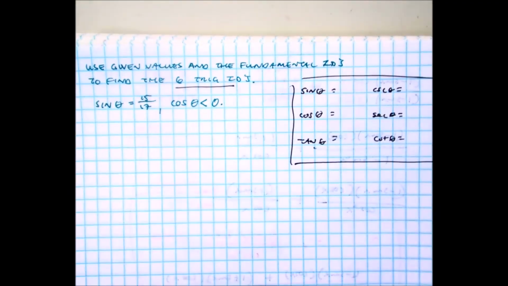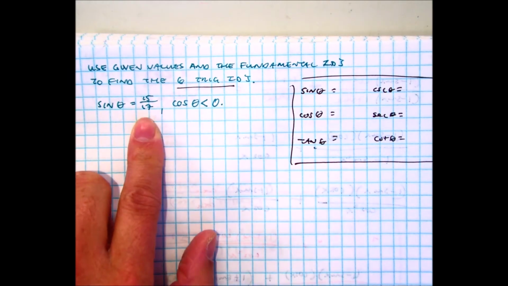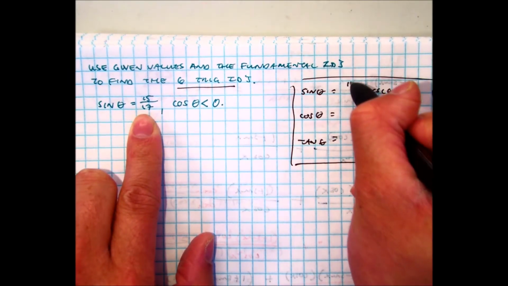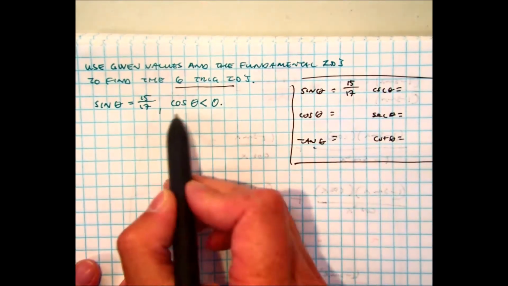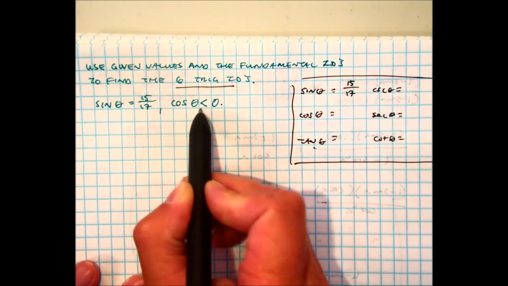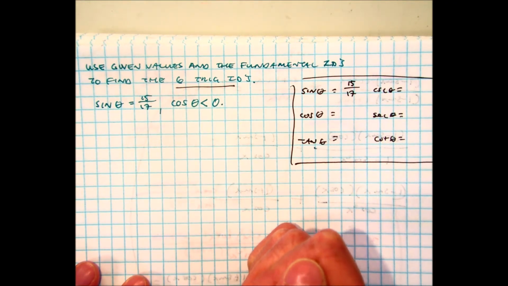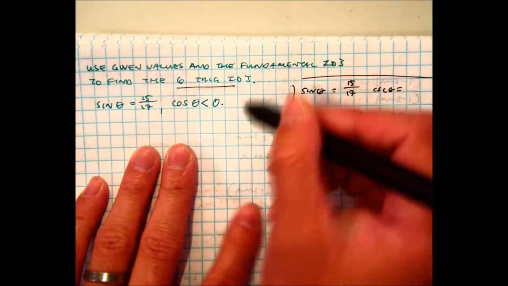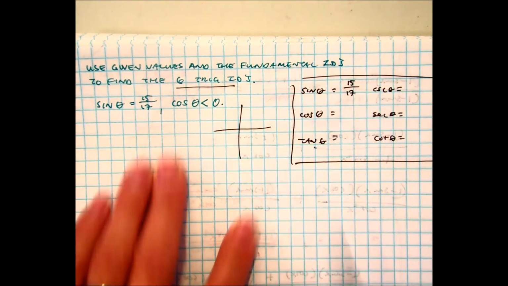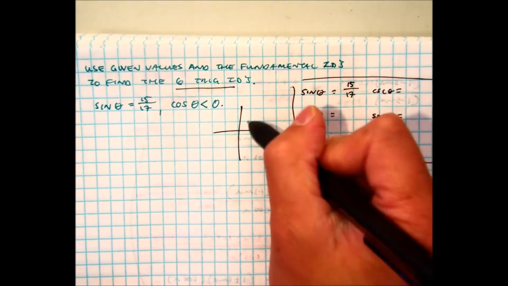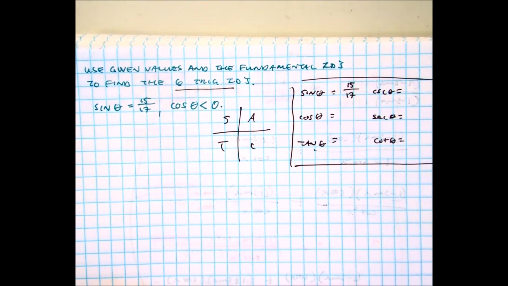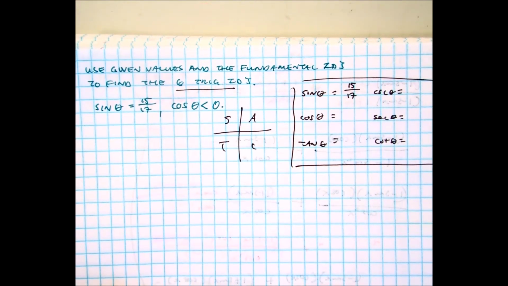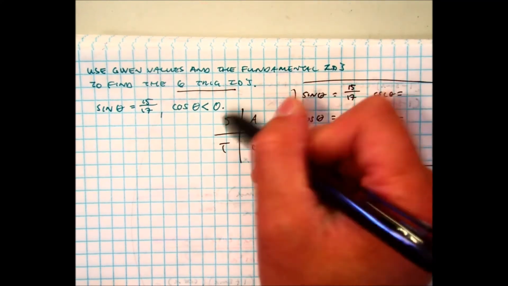Now, it tells me a clue. Sine of theta is 15 over 17. So I already got the first one. Now my second clue tells me cosine is what? What does it mean to be less than 0? It's negative. So where is cosine negative? Quadrants what? It's positive here, right? So it's gonna be here in these two quadrants.